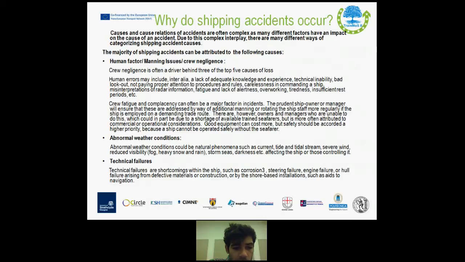A third category of causes of shipping accidents is technical failures. Technical failures are shortcomings within the ship, such as corrosion, steering failure, engine failure, or hull failure arising from defective materials or construction, or by the shore-based installation such as aids to navigation.